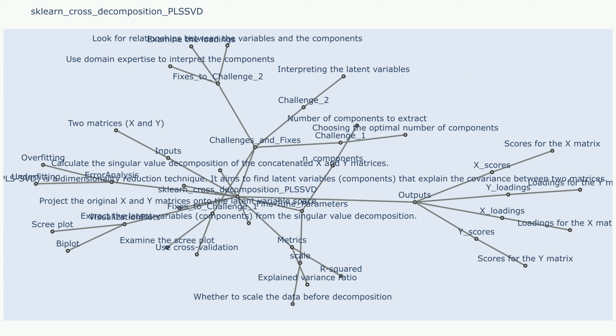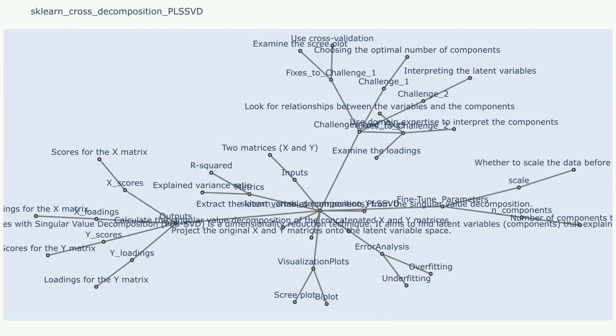Fixes to challenge 1. Use cross-validation to select the optimal number of components. Regularize the model using techniques like L1 or L2 regularization. Use a simpler model with fewer components.